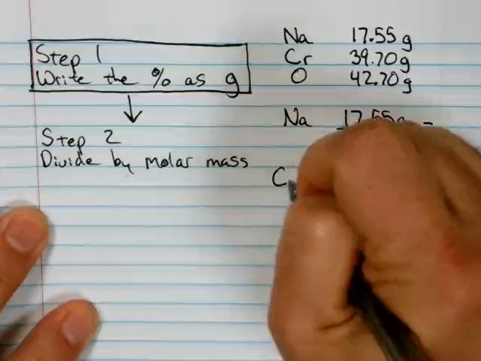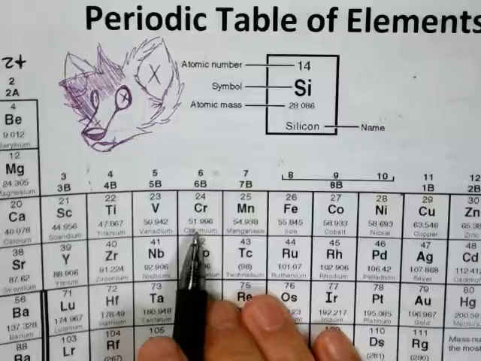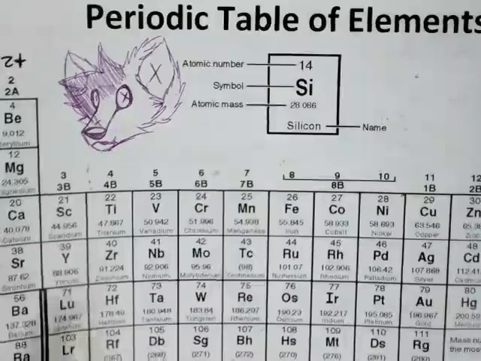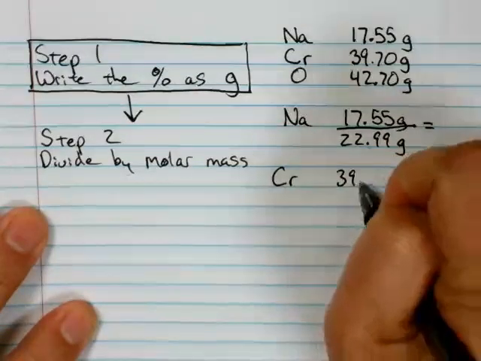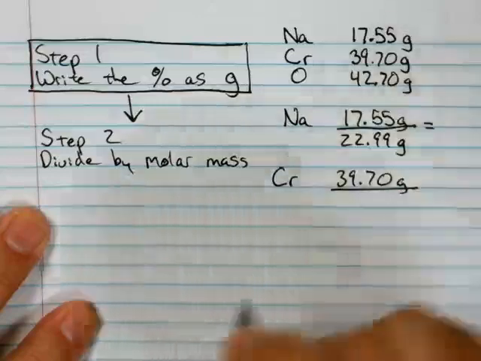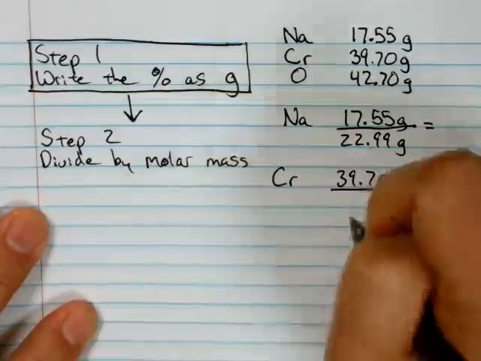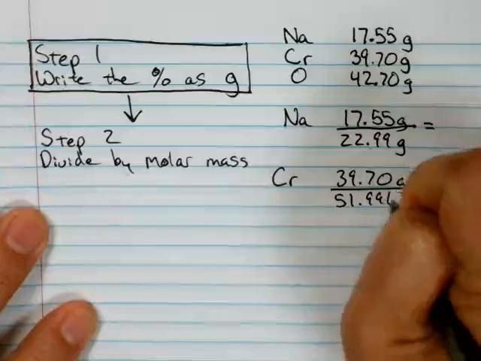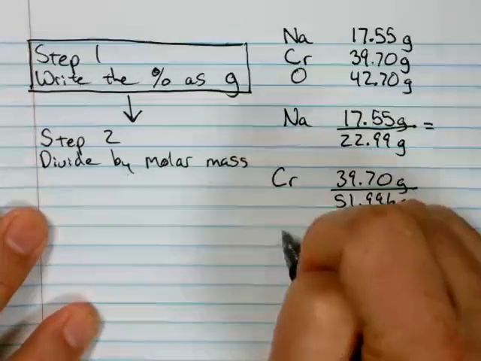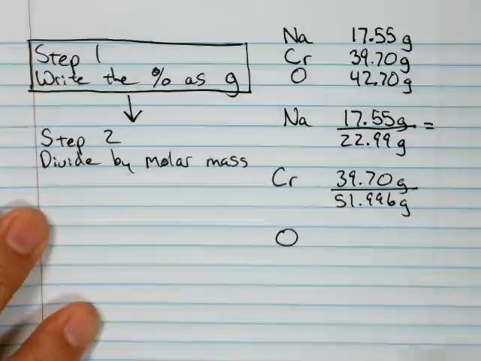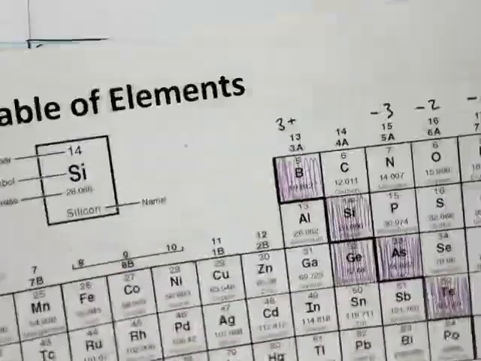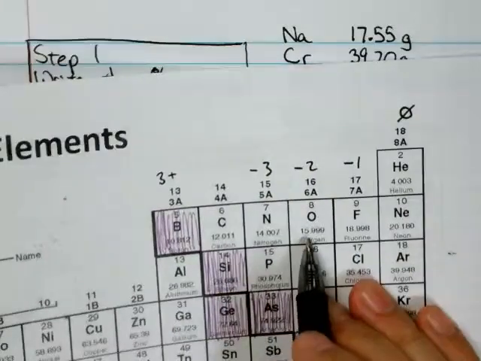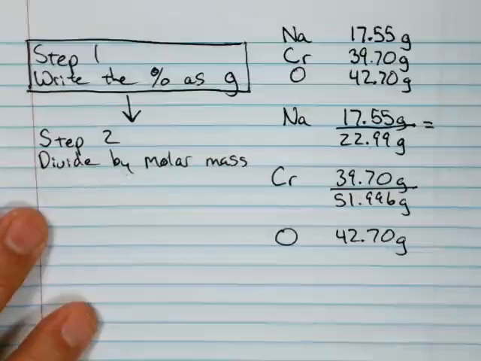Then chromium, 51.996. So we had 39.7. We're going to divide by 51.996 grams. And then the last one is oxygen, 42.7 grams. And we'll divide by 15.999 grams.